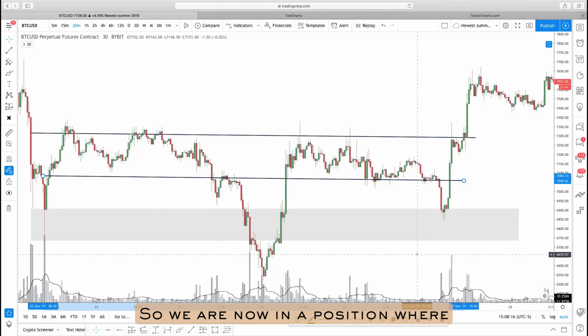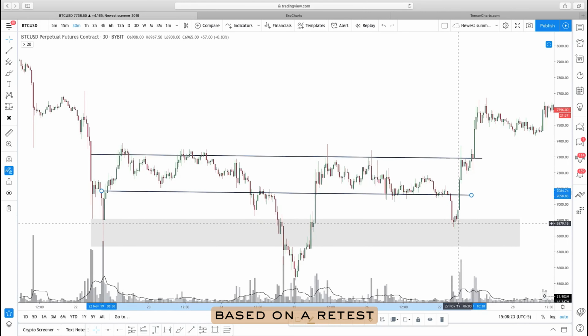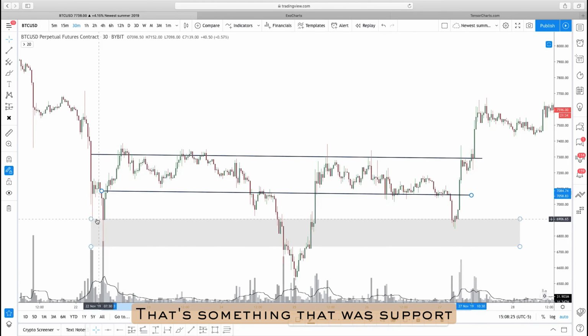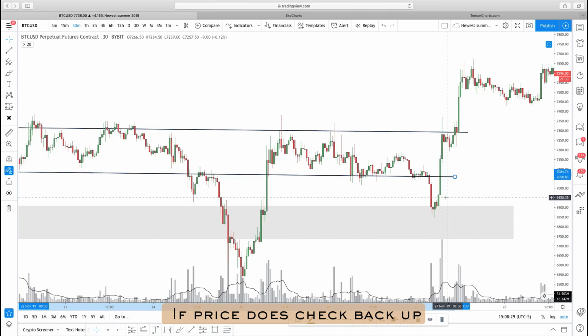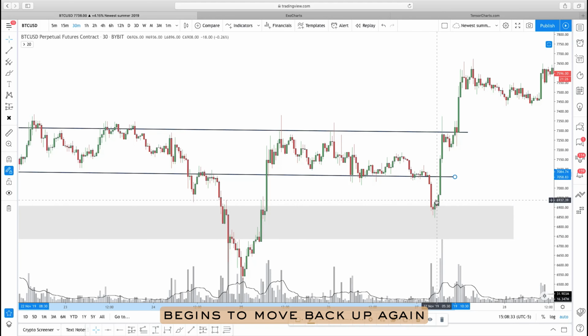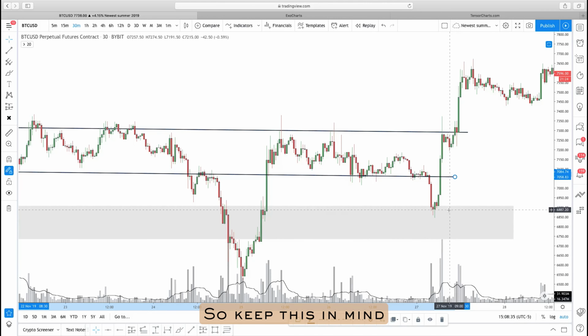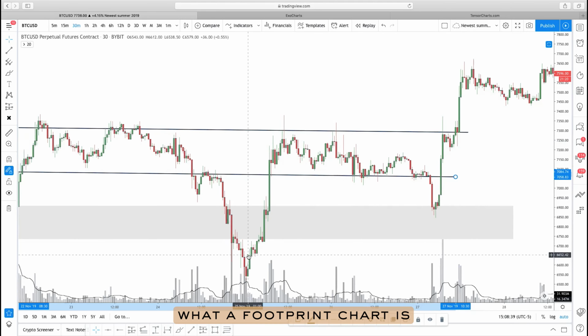So we are now in a position where we're sitting right here, and we're wondering whether or not this is an opportunity to buy based on a retest of something that was support, or this is something that we should fade if price does check back up. So when price begins to move back up again, do we want to try to fade this? So keep this in mind. Now I'm going to go over what a footprint chart is.